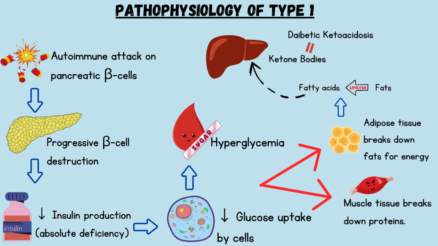As a result, glucose uptake by the cells is impaired, causing hyperglycemia. However, the cells are still lacking energy, prompting the body to seek alternative sources. As a result, the body starts to break down muscle and fat for energy. This fat breakdown leads to the production of ketone bodies, which can result in diabetic ketoacidosis.